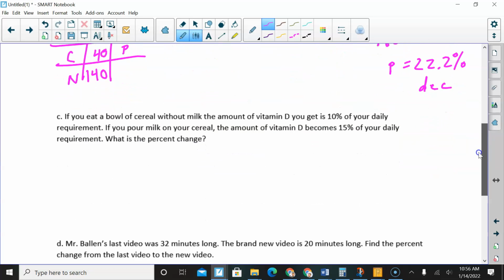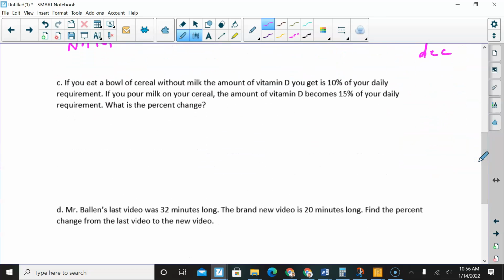So here's some practical problems. These practical problems were created this morning at my breakfast table. If you eat a bowl of cereal without milk, the amount of vitamin D you get is 10% of your daily requirement. If you pour milk on your cereal, the amount of vitamin D becomes 15% of your daily requirement. What is the percent of change?